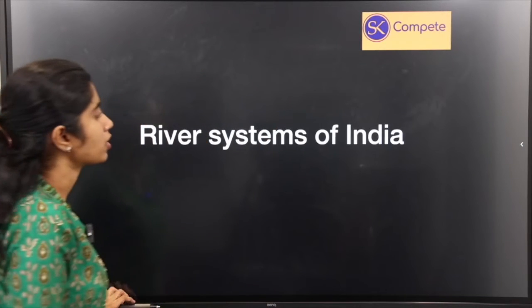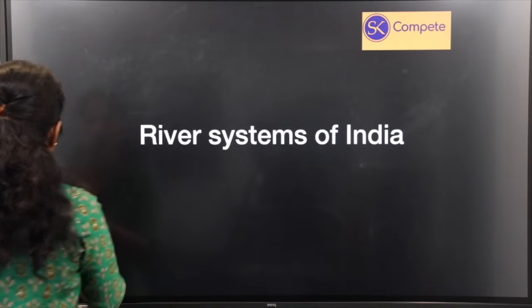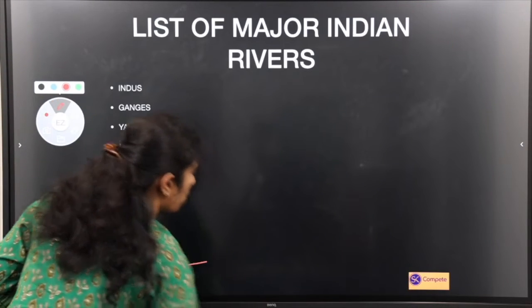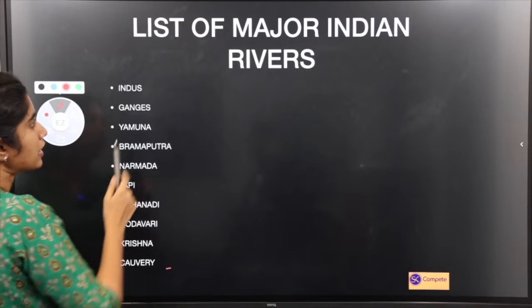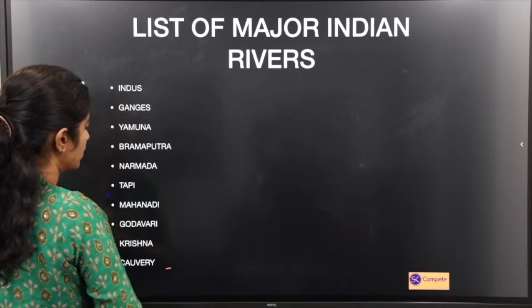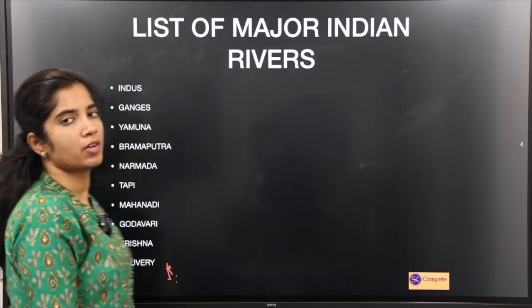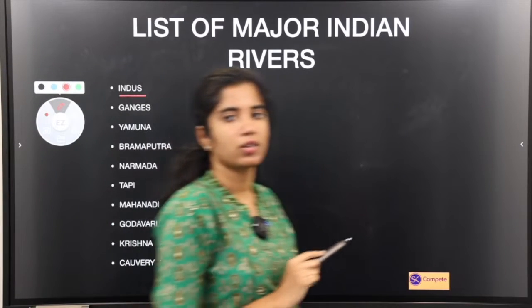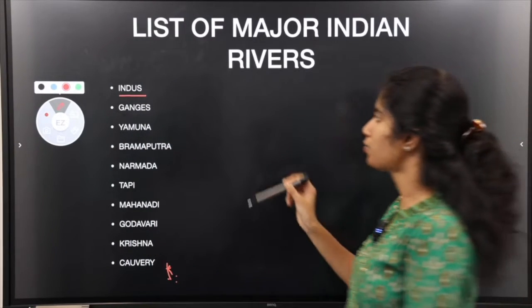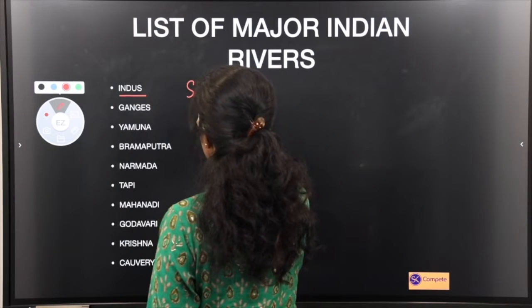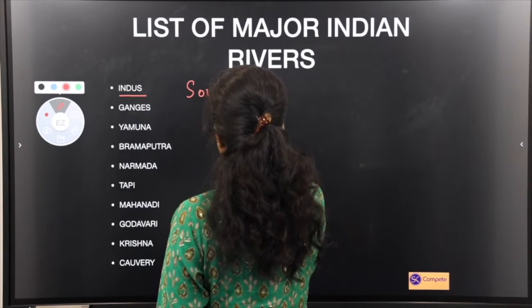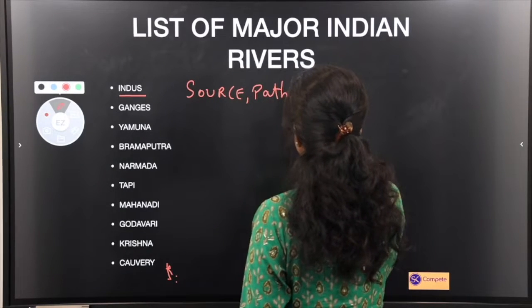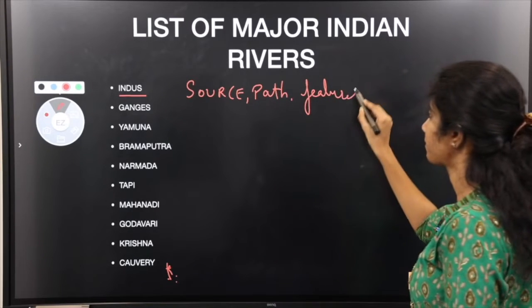Today we are going to see about various river systems of India. So these are the list of major Indian rivers which we'll be going to see in further videos. So first one is River Indus. Today we are going to see about River Indus, its source, path and various features of River Indus.